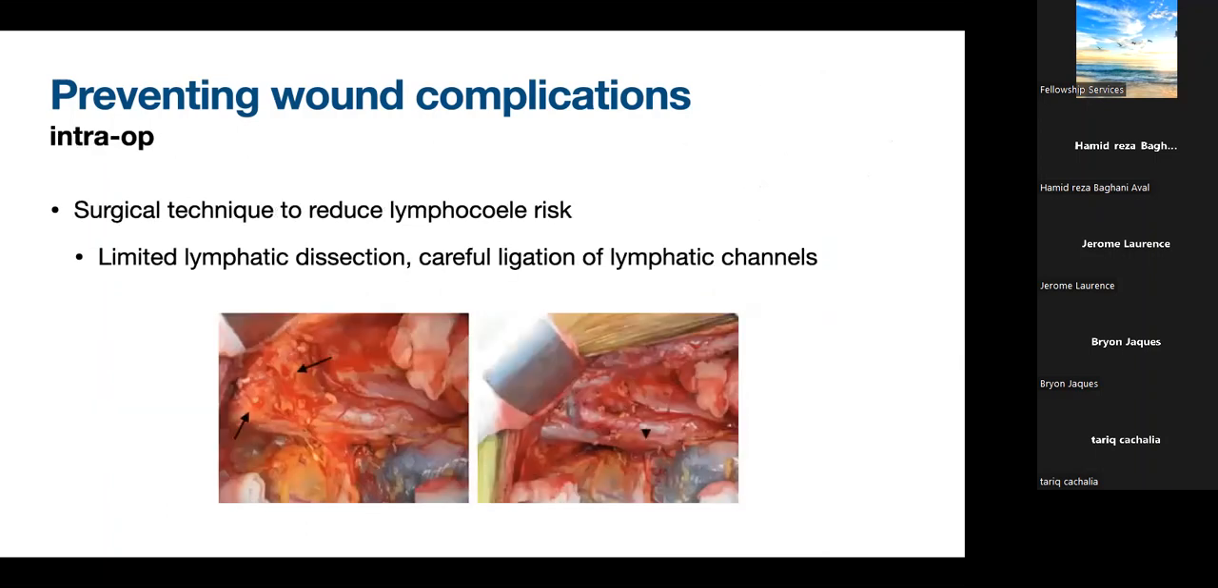Preventing lymphoceles includes surgical technique to reduce that risk, with limiting your lymphatic dissection and careful ligation of lymphatic channels, whether people use an energy device like a ligature, or just simple ties for ligating lymphatic vessels. I think it's an important part of the surgery to reduce the fluid loss.